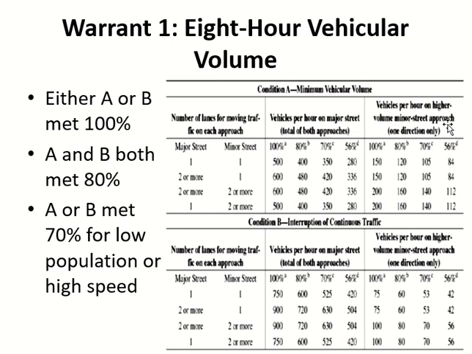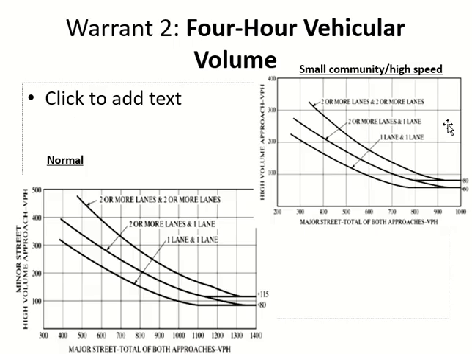Second condition, it's a high speed road and a small town. You meet 70% in this table or in this table, you need a signal. And the third condition is you meet 80% in this one and this one. Then you need a signal. Clear? Okay, so this is for 8-hour volume.